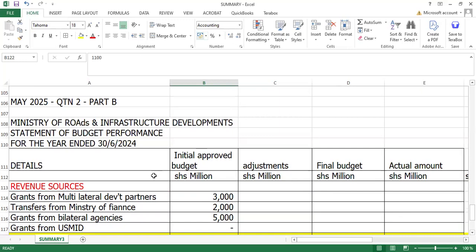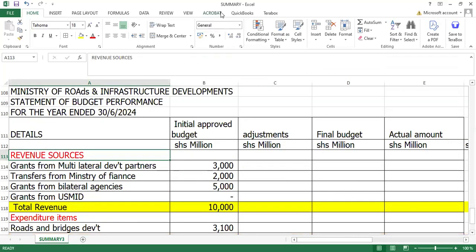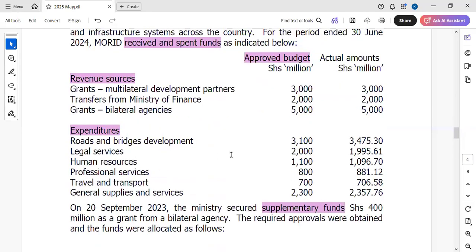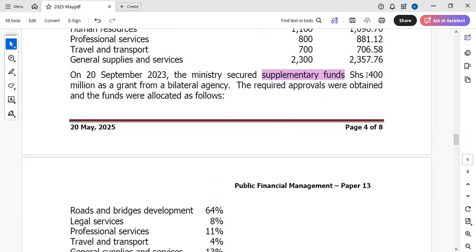If you look at your revenue, do you need to adjust the grant from the development partner? When you see the money we received, what was it? We have supplementary funds, 400. This was coming from where? Grant from bilateral agents. So you go and adjust that. Grant from bilateral agency.